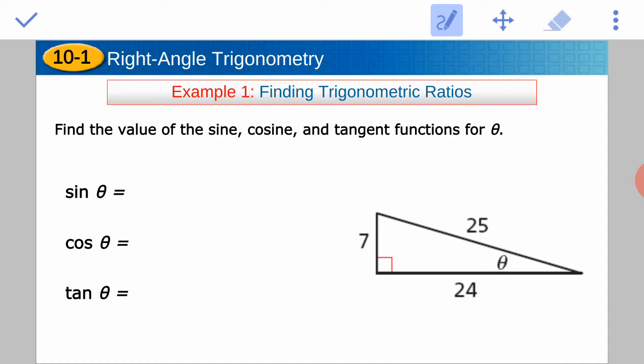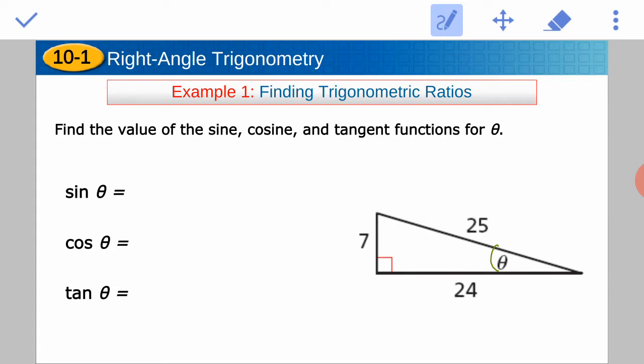In example number 1, we need to find the value of sine, cosine, and tangent functions for the acute angle theta. Here is our acute angle theta, and we are given a right triangle. Guys, this is right angle trigonometry, so everything today is inside a right triangle. The two legs are 7 and 24 and the hypotenuse is 25. In relation to angle theta, 7 is the opposite, 24 is the adjacent, and 25 is the hypotenuse, because the hypotenuse is always opposite to the right angle.